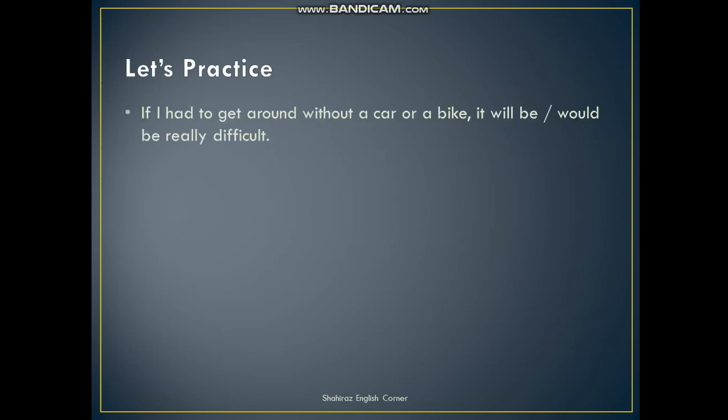If I had to get around without a car or a bike, it will be or it would be really difficult. Can you guess the answer? Let's focus on the tense of the first part. Okay, would be is a correct answer.